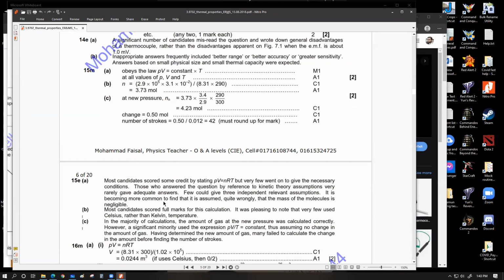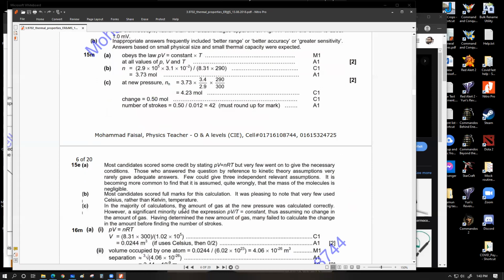If we look at the examiner's report, it says in the majority of cases, the amount of gas at the new pressure was calculated correctly. However, a significant minority used the equation PV by T equals a constant, thus assuming no change in the amount of gas. Having determined the new amount of gas, many failed to calculate the change in the amount before finding the number of strokes.